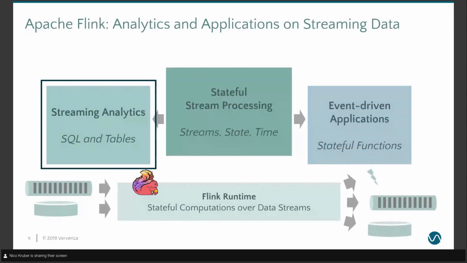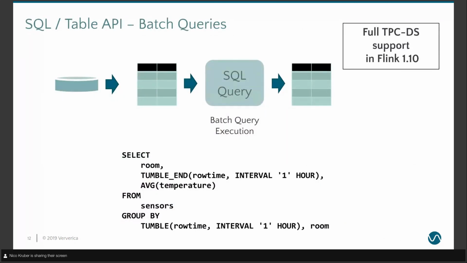So the first part, we dig a bit more into SQL and tables. Let's say you have your data set somewhere on a file, or maybe even it's already a database. So you kind of have a table, and you can execute your batch SQL queries on those. You have a fixed table. You just say, for example, give me the average temperature per room per hour from, let's say, a table that is made out of sensor data. You just run this, and you get the results into another table that you can persist into database, files, whatever.